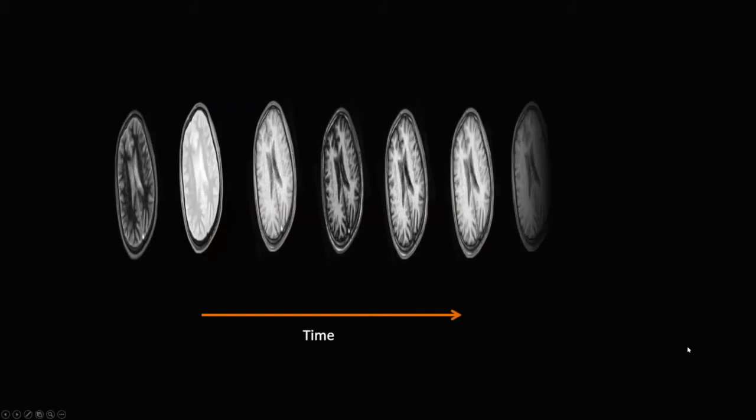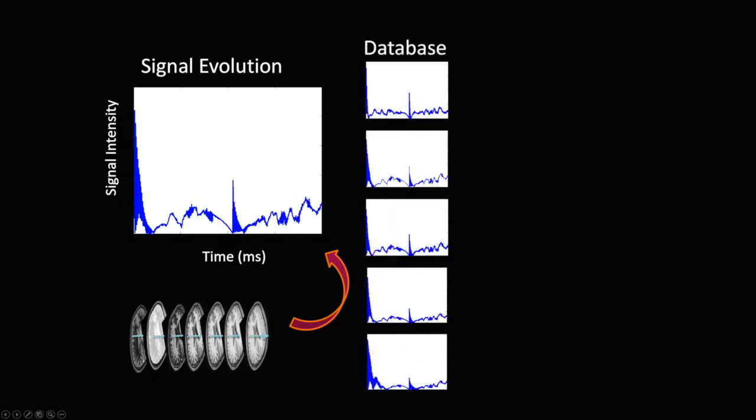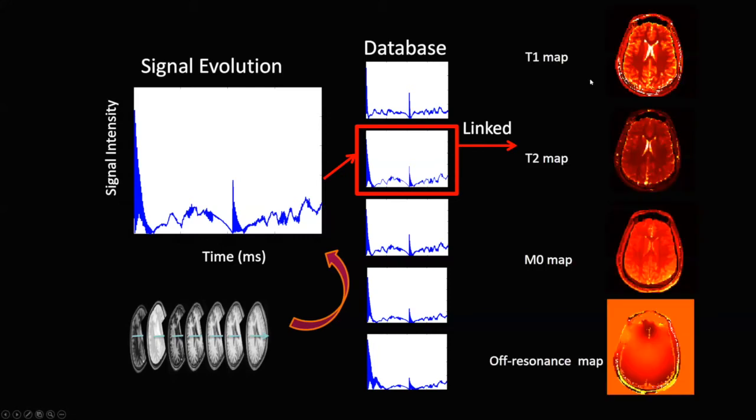So how do we implement that? This is another very simple example. We acquire a series of images, and from each pixel of this image, we can get the signal evolution along time. The signal can be arbitrary, the shape can be arbitrary. But if we build a dictionary and match the signal to one element or multiple elements of the dictionary, we will be able to quantify multiple tissue properties at the same time.